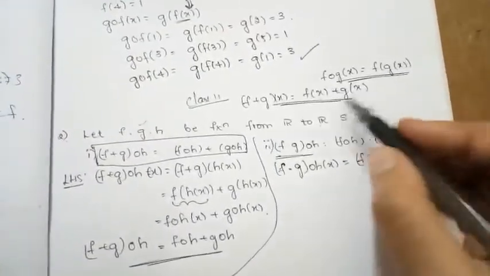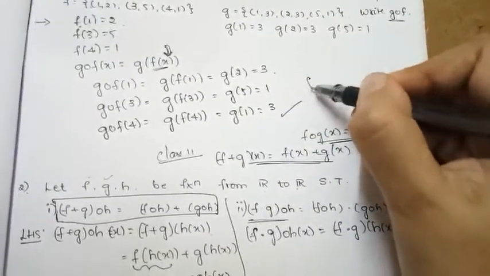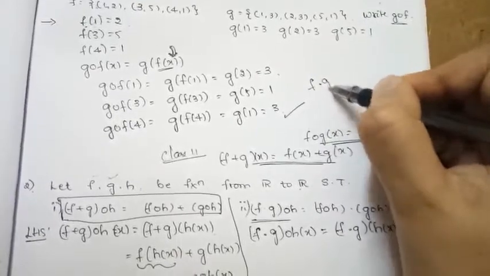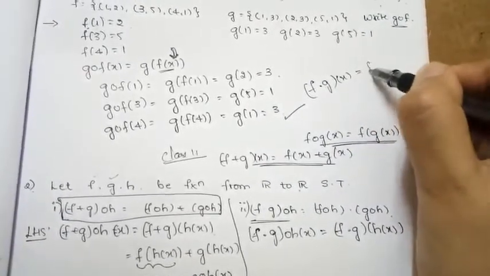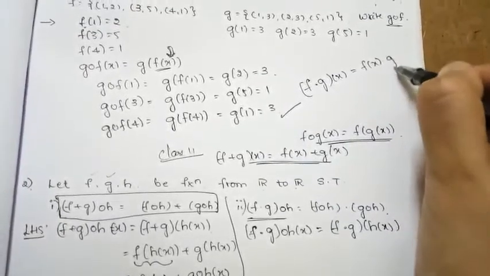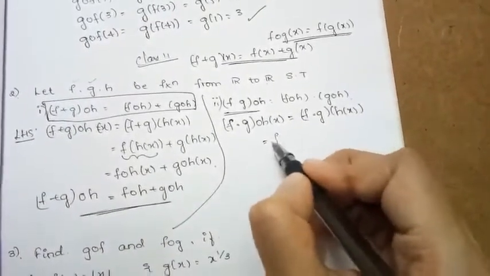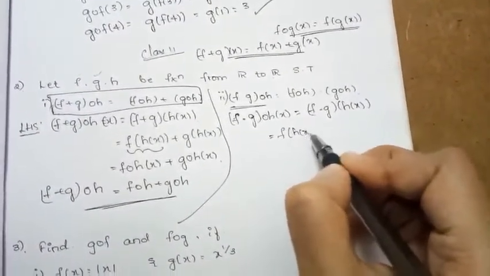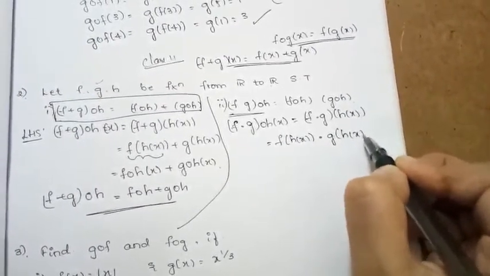In the previous class, 11th, we also learned that in the algebra of functions, the product of any two functions, (f·g)(x), is equal to f(x)·g(x). So that only I am going to use here. So that becomes f(h(x))·g(h(x)).